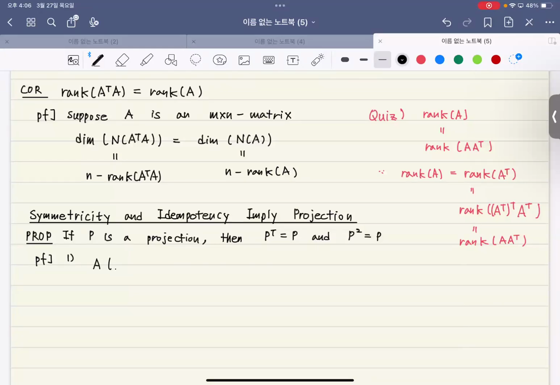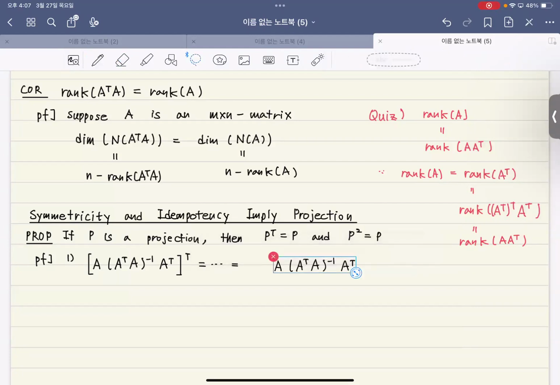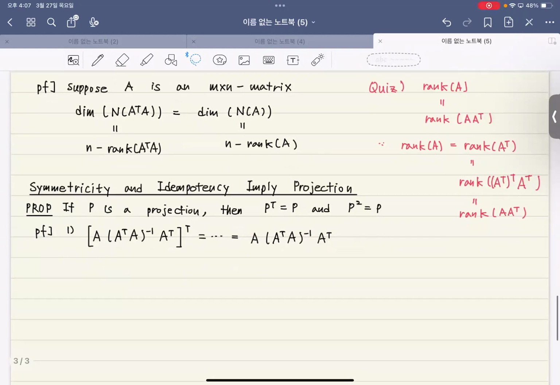Since A is a projection, I must be able to write a projection matrix P like this. And I am taking the projection. Then this is just a matter of computation. So the transpose is the same as the original matrix. So a projection matrix is a symmetric matrix.